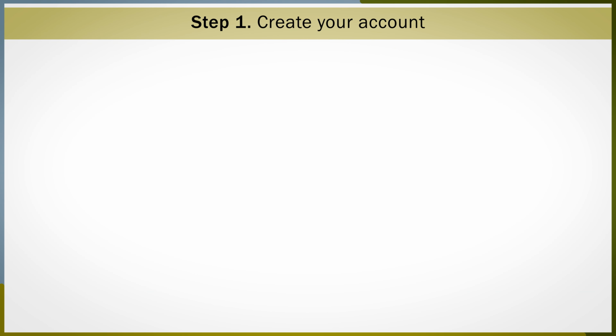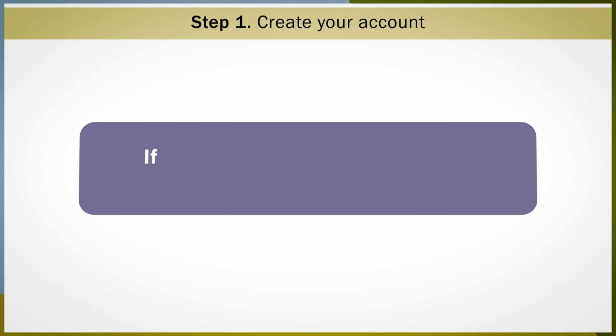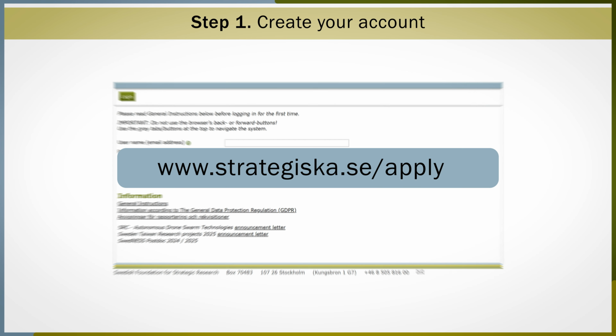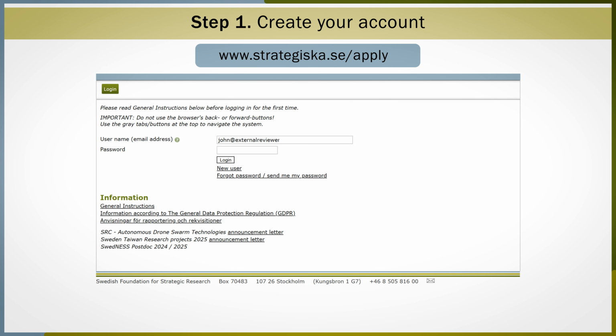Step 1. Create your account. If you don't have an SSF account, please inform your contact research officer at SSF. Your contact will create an account for you and send you a temporary password, which you must change after logging in. Go to this website and enter your email address and temporary password. If you already have an account, please log in using your registered email address and password.